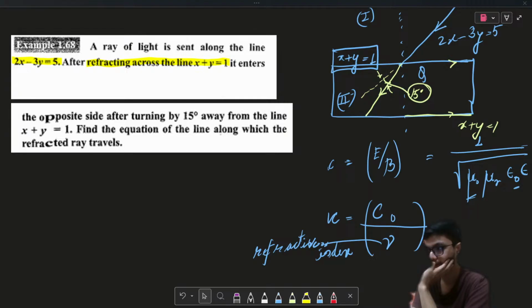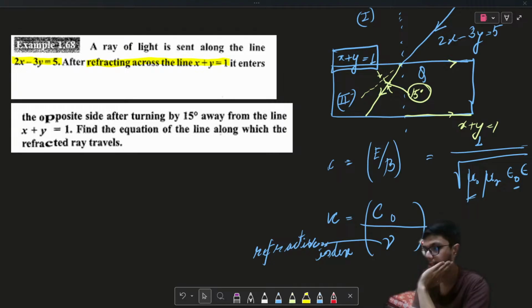Okay, is this part clear to all of you? Just let me know in the live chat, is this clear? Yes or no? Okay, just let me know in the live chat, is this part clear or not? Okay, so I hope this part is clear.